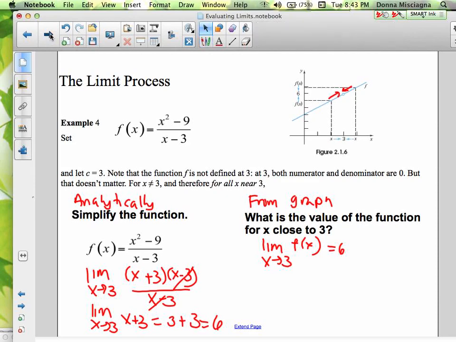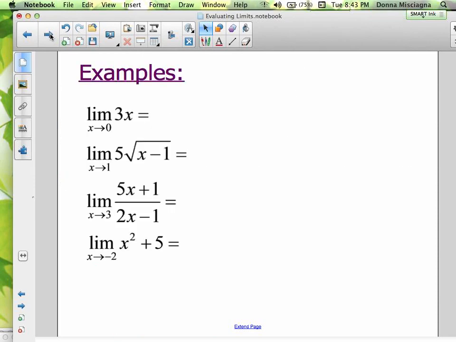I think I have just one more page, and it's a really simple one. It's just some easy, cheesy, lemon squeezy limits using substitution. So the limit of 3x as x approaches 0, I can plug in, because I'm continuous there. That's 3 times 0, or 0.